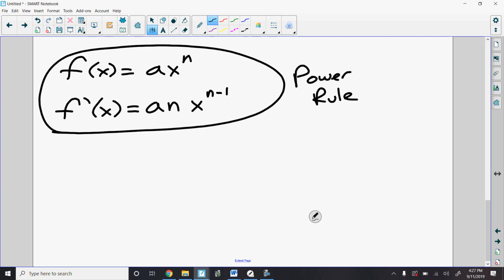Now, if our function is a polynomial with multiple terms, as long as they're connected with addition and subtraction, you can just keep applying the power rule to each piece. For example, let's say we have this.